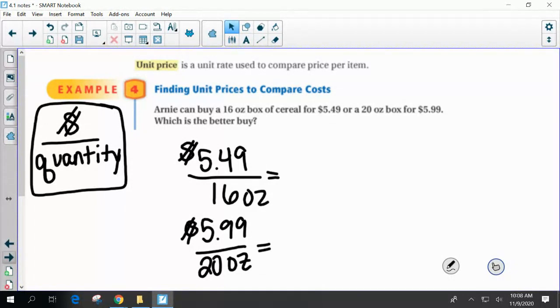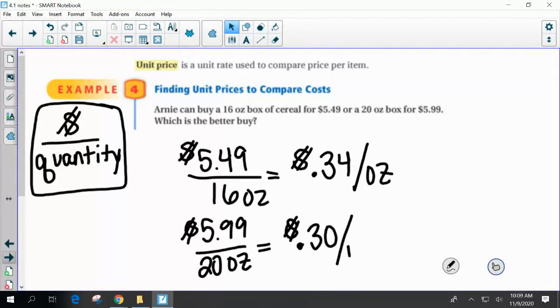So $5.49 divided by 16. You get 0.34, so 34 cents per ounce is how you would write that. And then $5.99 divided by 16 is 0.29. So round to the hundredth: 0.3, so 30 cents per ounce.